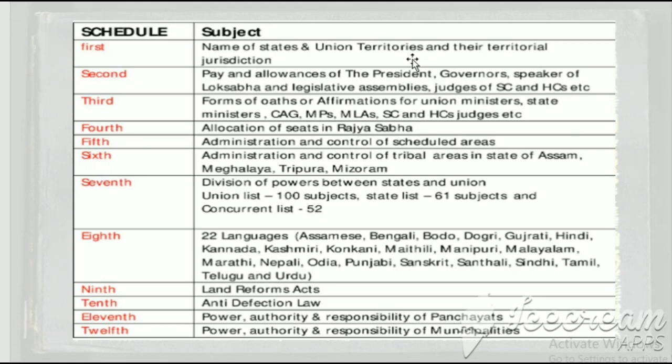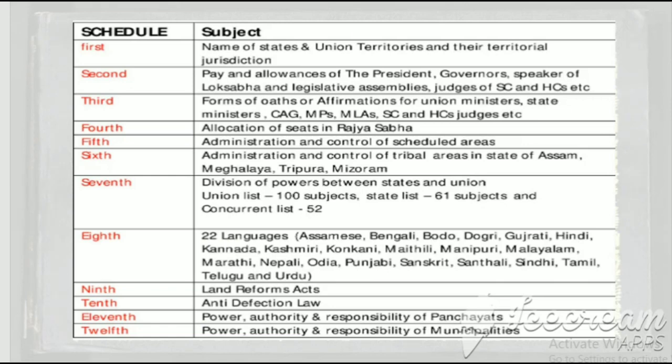The third schedule is subjected to forms of oaths or affirmations for union ministers, state ministers, CAG, MPs, MLAs, and Supreme Court and High Court judges. The fourth schedule is subjected to allocation of seats in Rajya Sabha. The fifth schedule is subjected to administration and control of scheduled areas. The sixth schedule is subjected to administration and control of tribal areas in the states of Assam, Meghalaya, Tripura, and Mizoram. The seventh schedule is subjected to the division of power between state and union. In the union list, there are 100 subjects. In the state list, there are 61 subjects, and in the concurrent list, there are 52 subjects.